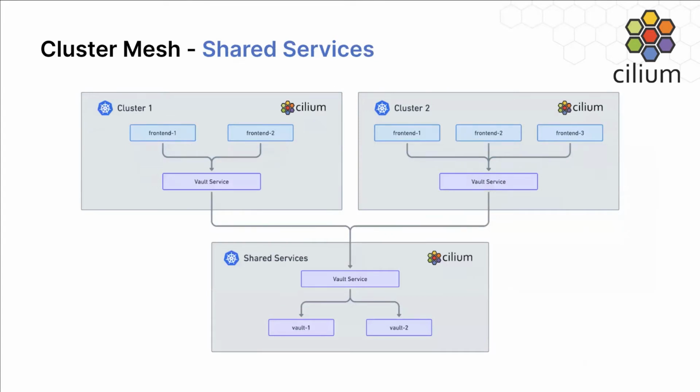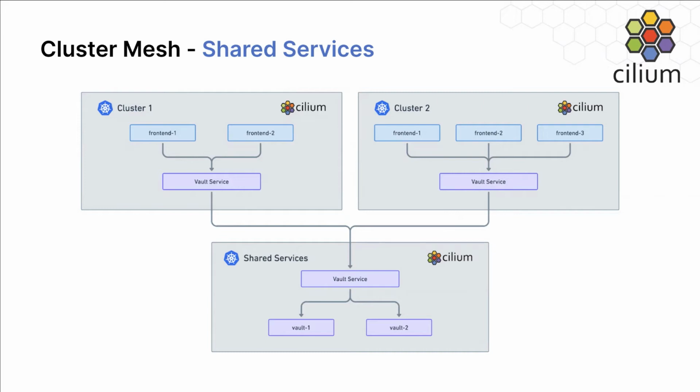Another use case can be that of shared services. You may have multiple tenants or multiple environments which make use of the same infrastructure or shared services, such as a Vault service or DNS or logging. What you can do in these cases is create a global service in each cluster, which points to a centralized shared service in your shared services cluster.